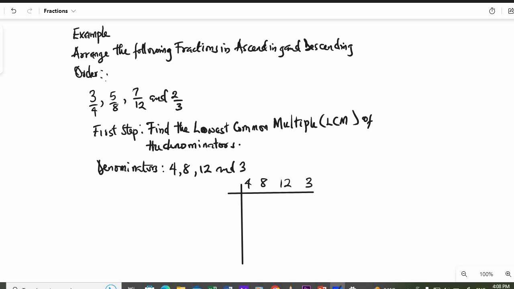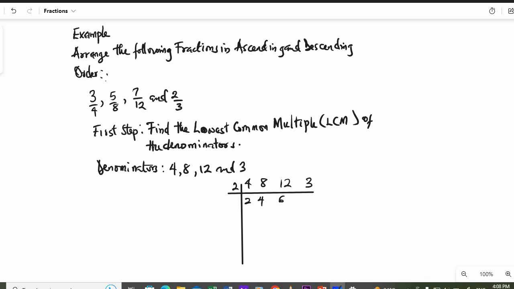Okay, so first of all, we start with the lowest common factor, the lowest factor, which is 2. So we say 4 divided by 2 gives us 2 here. 8 divided by 2 gives us 4. 12 divided by 2 gives us 6.